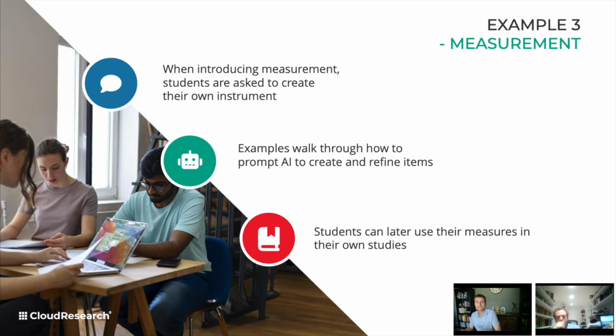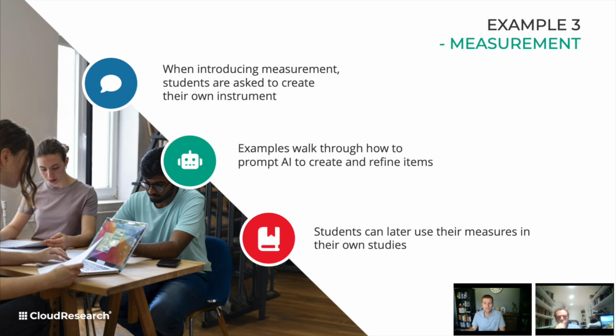So while many of the activities and examples in the book teach traditional concepts, sometimes the book introduces a modern twist. For example, in the chapter about measurement, students are first asked to find existing measures on a topic that they're interested in. Then the book prompts them to think, what would you do if you wanted to measure a related concept, but no validated measure exists?